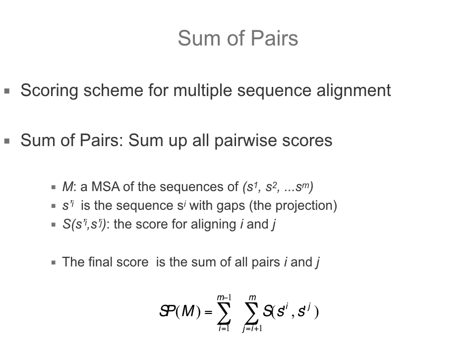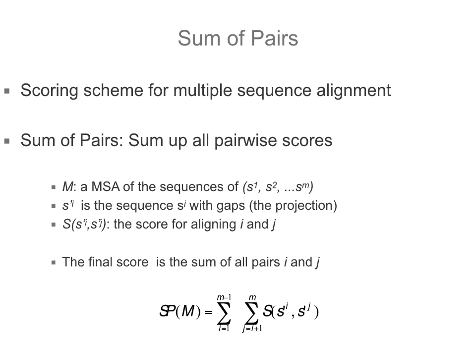So now here's a little bit of notation. Let M be the multiple sequence alignment consisting of the sequences S1, S2, up to Sm. Let S prime J be the sequence Sj with gaps, so it means the projection, so this is what we took out of the multiple sequence alignment. And let S, in brackets, S prime I, comma, S prime J, closing brackets, be the score for aligning the sequences I and J. And then the final score is the sum of all pairs I and J.